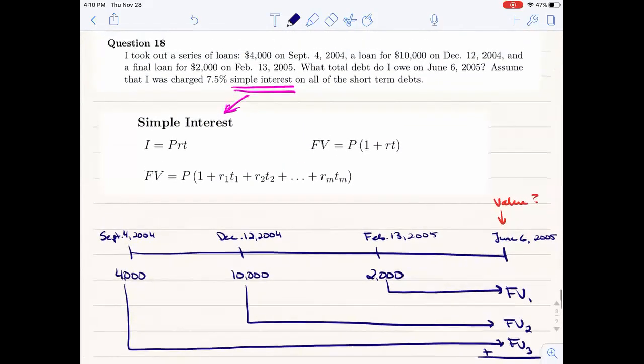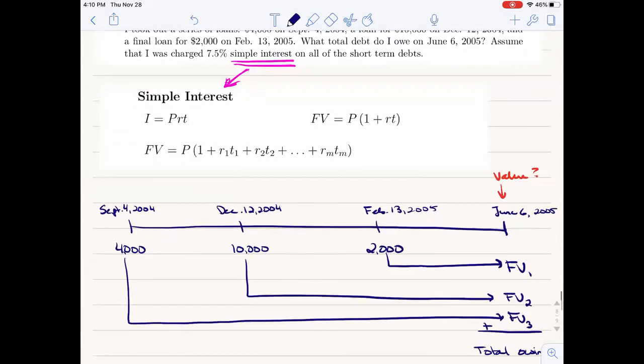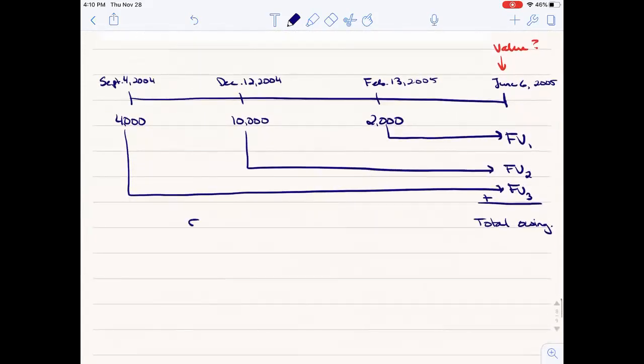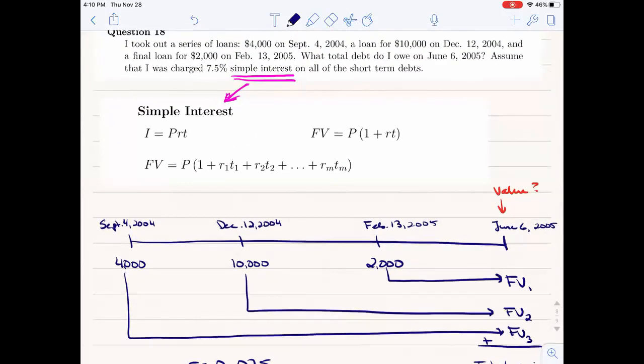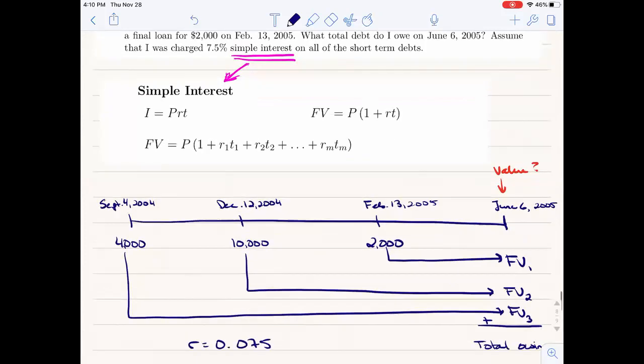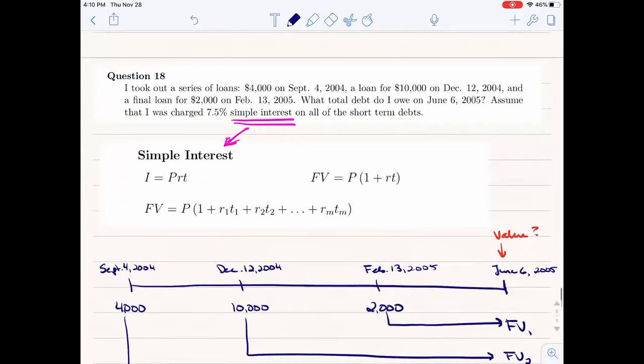For simple interest, we write down the rate somewhere. So R is 0.075, right? 7.5% simple interest. Is that what it's asking? Is for all of them to be added up? Yeah, because it's asking what total debt do I owe on June 6th.